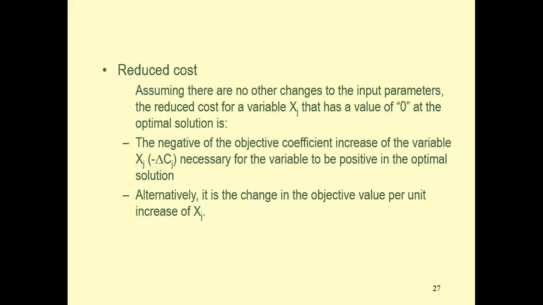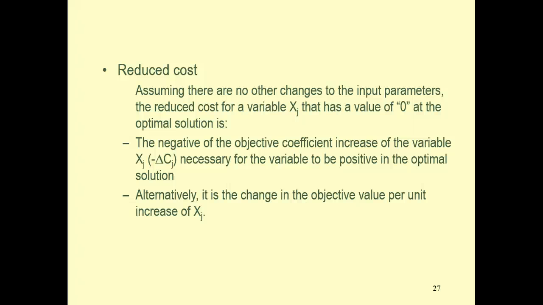It says, assuming there are no other changes to the input parameters, and you notice all these things have that assumption in there, the reduced cost for a variable that has a value of 0 at the optimal solution, meaning we're not making any, is this: the negative of the objective coefficient increase of the variable necessary for the variable to be positive in the optimal solution. So remember the reduced cost was negative 175? The negative of negative 175 is positive 175. That's the increase necessary for us to start making them.